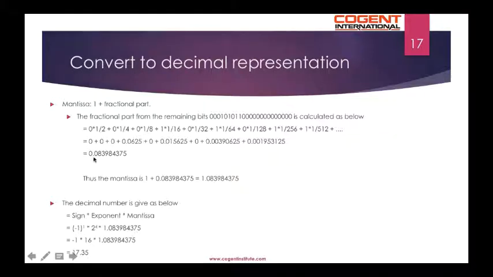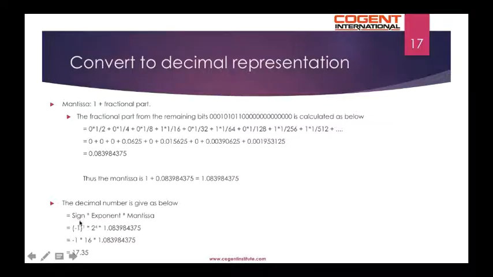And we arrive at this value, which is 0.083984375, and it continues. Thus the mantissa is 1 plus this decimal number, which is 1.083984375. Hence the decimal number is as given below. So it is sign into exponent into mantissa.